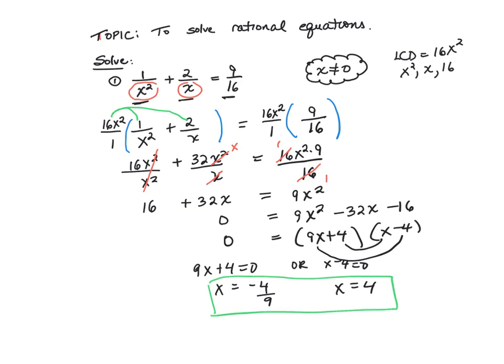We can easily check it by substituting into the original equation, and it would probably check as long as one of our solutions is not 0. Otherwise, we would have to reject it. Let's take a look at another one.